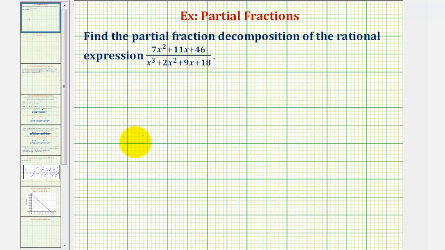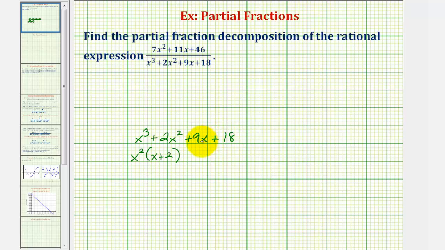So if we want to factor x to the third plus 2x squared plus 9x plus 18 by grouping, we factor out the greatest common factor from the first 2 terms, then the greatest common factor from the last 2 terms, and then hopefully we have a common binomial factor. So the greatest common factor of the first 2 terms would be x squared. So we'd have x squared times the quantity x plus 2.